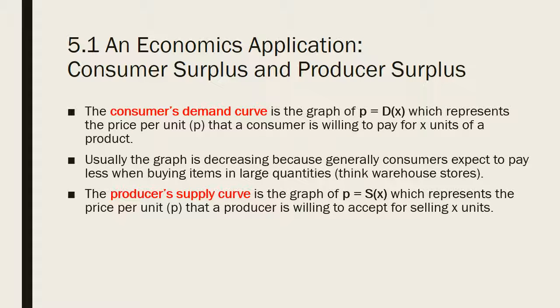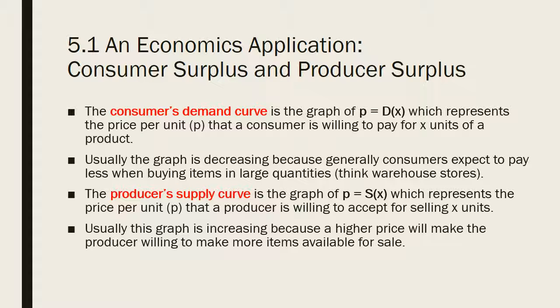Now we also have the producer supply curve, and that's the graph of P equals S of X. Again, P is going to represent the price per unit. X is going to be the number of units sold. This time it's the price that the producer is willing to accept for selling X units. Usually this is going to be increasing because if he can set a higher price, he's going to be willing to make more items available for sale. If they can't get very much for them, they're not going to be making very much, and they're not going to be willing to produce as many.